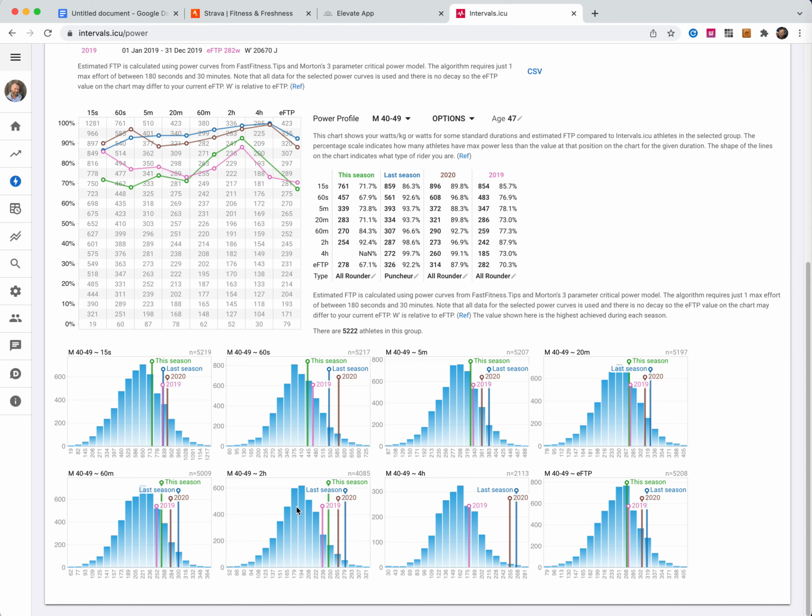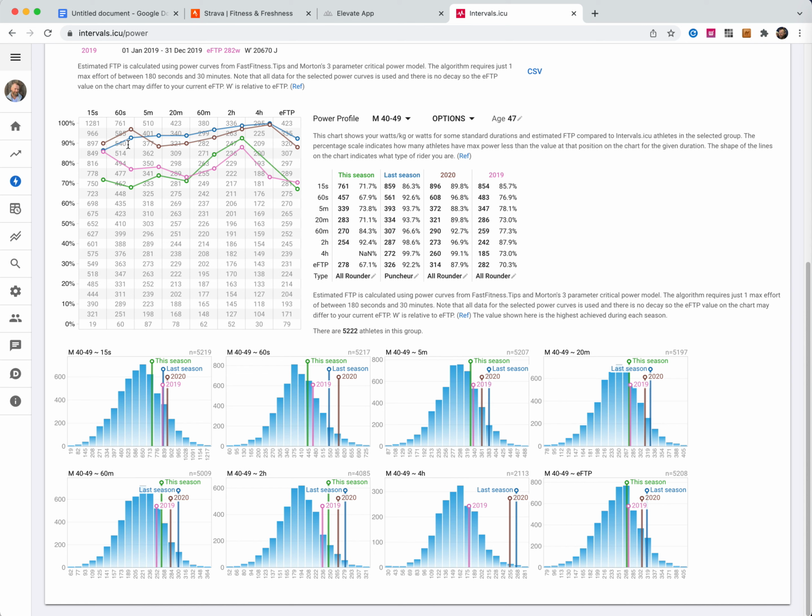Where's that chart down here? 2 hours. But yeah, last season my 2-hour power was 287. 98.6. My 4-hour power was 272 on this one particular ride. I'm okay with that number. But yeah, this season I've really dropped off.